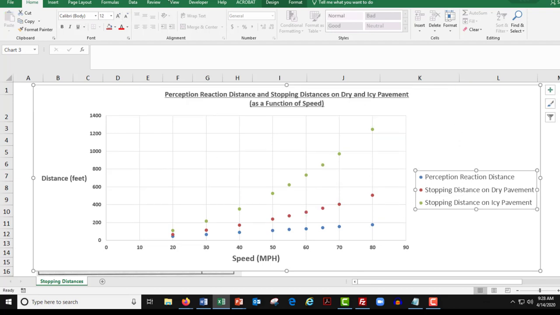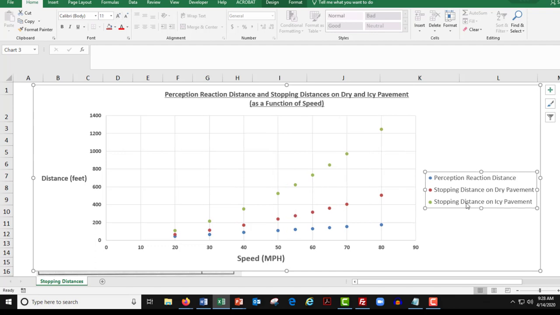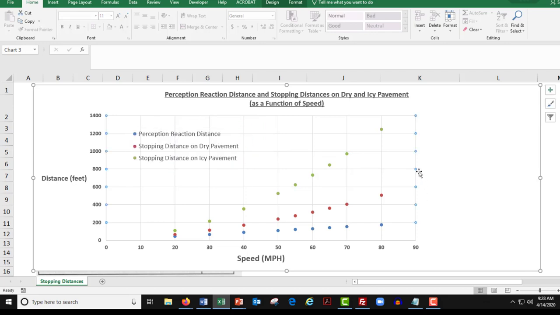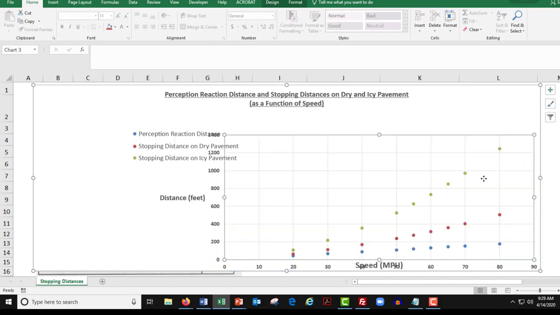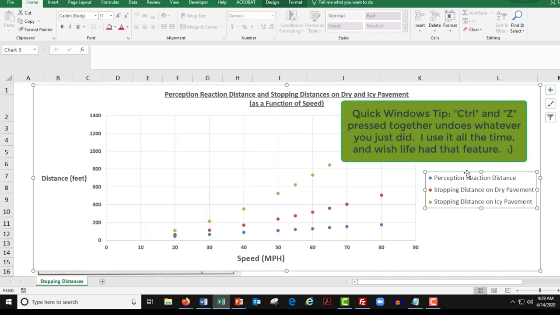I mean, maybe make this smaller. At this point, it's just a matter of fine-tuning. You can put the legend on top of the graph if you want to and make the graph scooch over. There's all kinds of things you can do. So I'm going to put the legend back where it was.